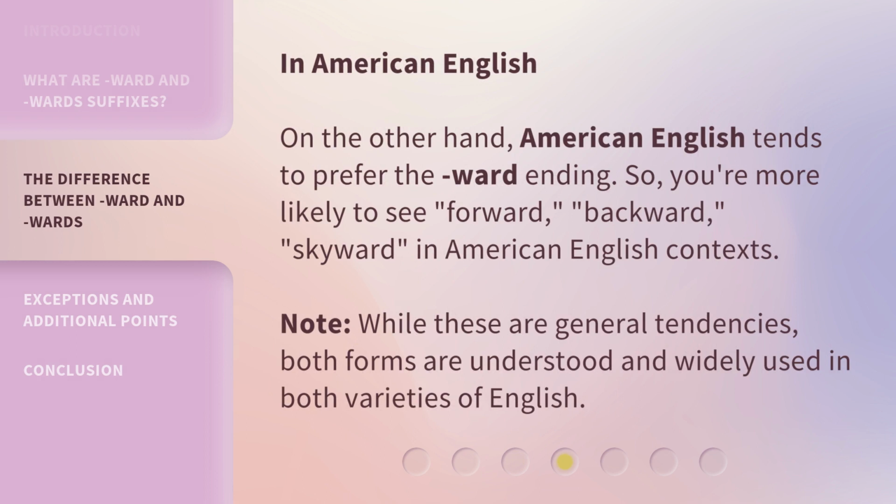In American English, on the other hand, the tendency is to prefer the -word ending. So, you're more likely to see forward, backward, skyward in American English contexts. Note, while these are general tendencies, both forms are understood and widely used in both varieties of English.